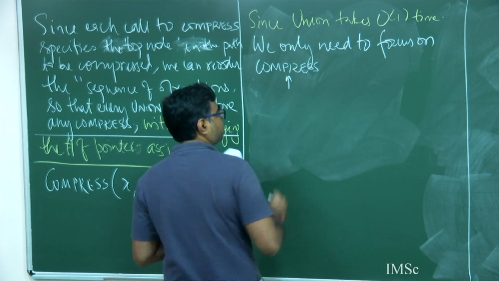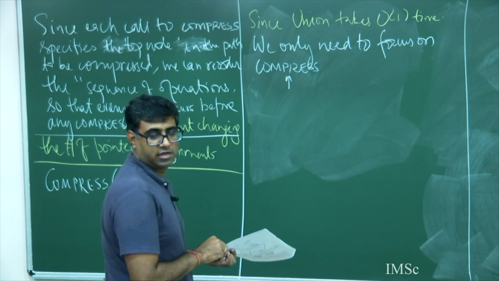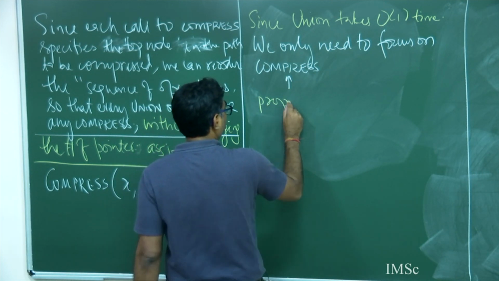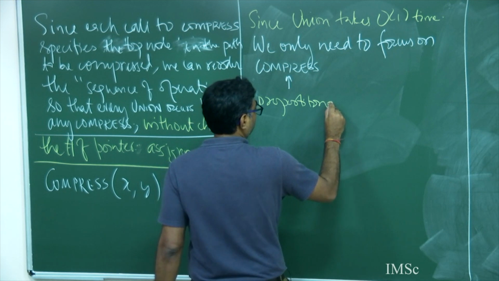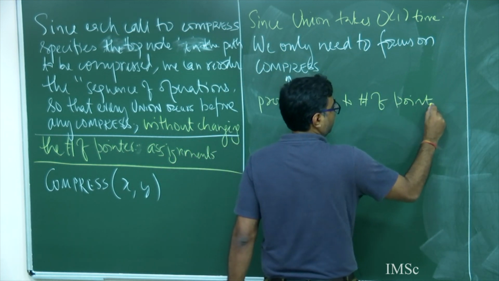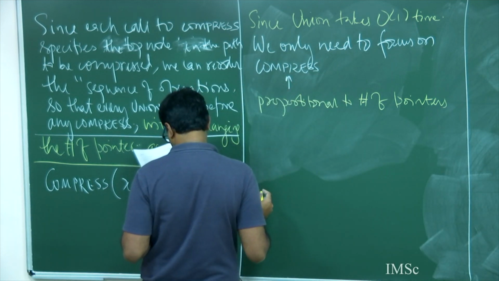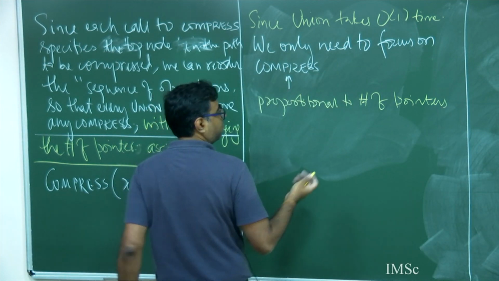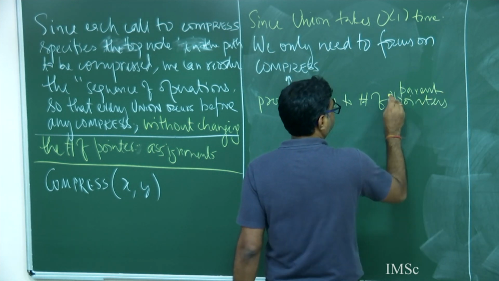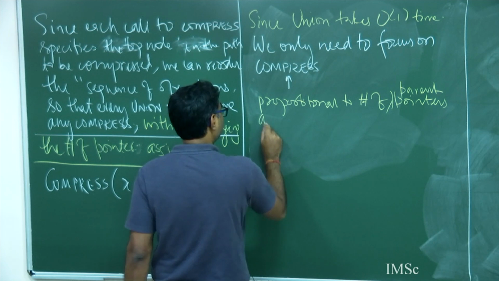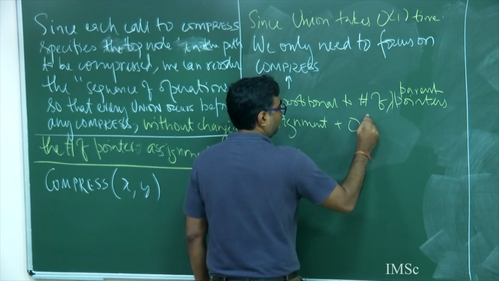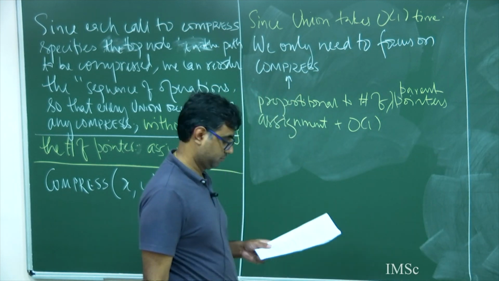And what is the running time of compress? What is the running time of compress? It is proportional to the number of pointer assignments, reassignments or assignments, whatever you want to call them. Actually we can be more specific: the number of parent pointer assignments, right, plus big O of 1 overhead.